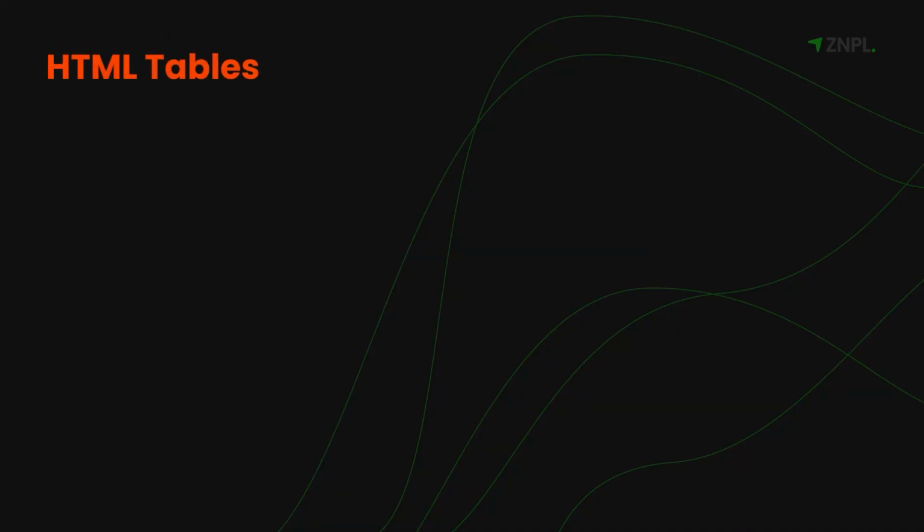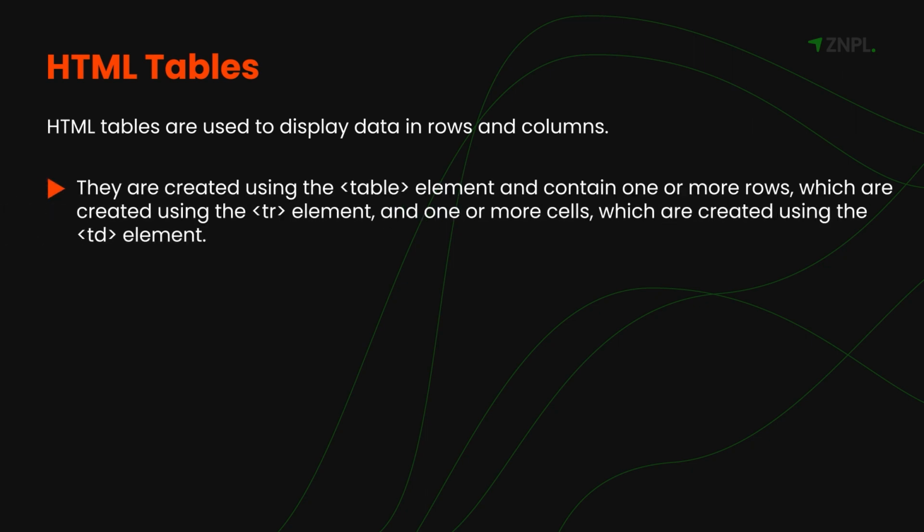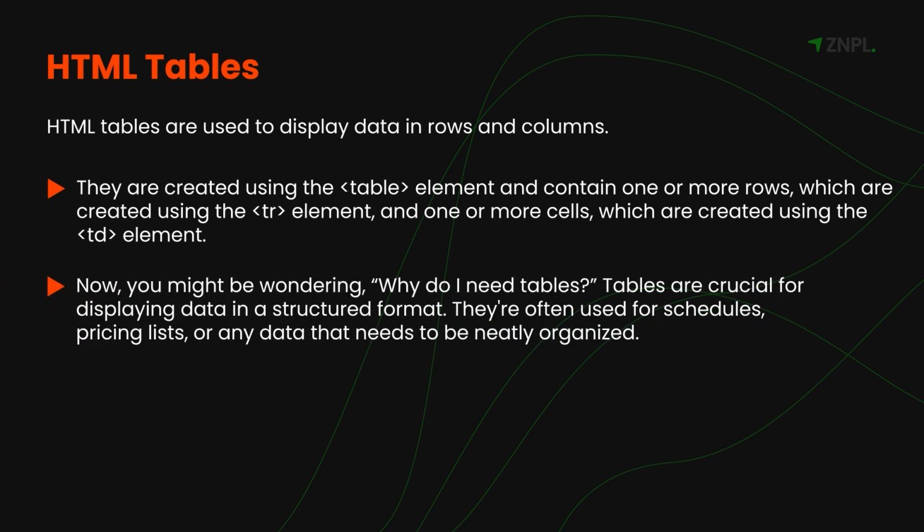HTML tables. HTML tables are used to display data in rows and columns. They are created using the table element and contain one or more rows, which are created using the tr element, and one or more cells, which are created using the td element.